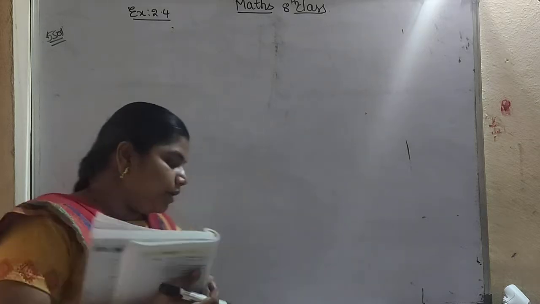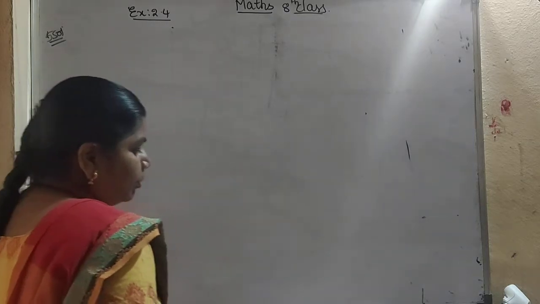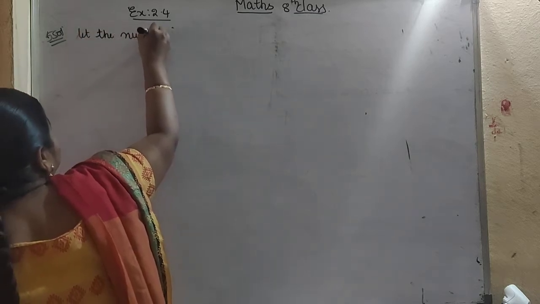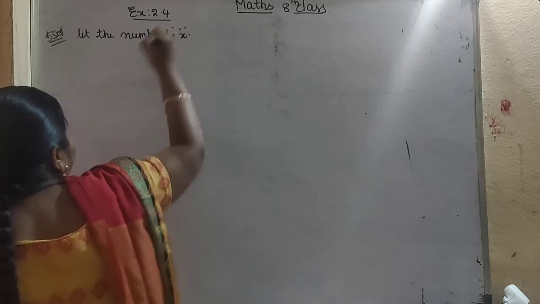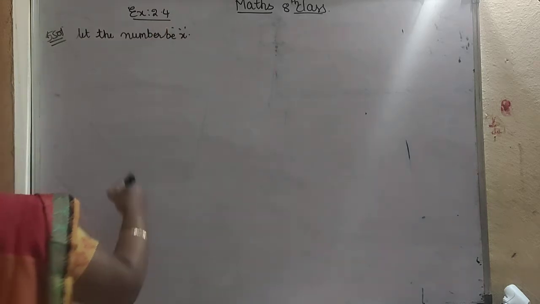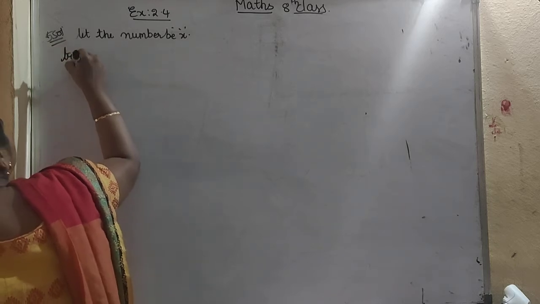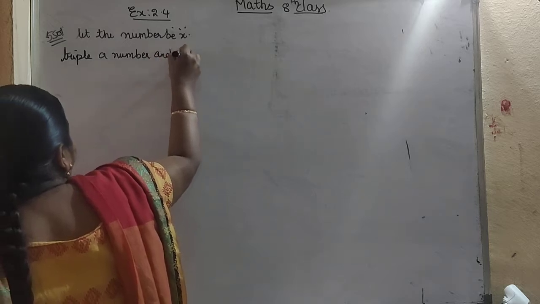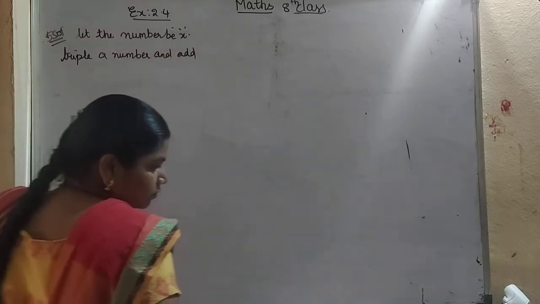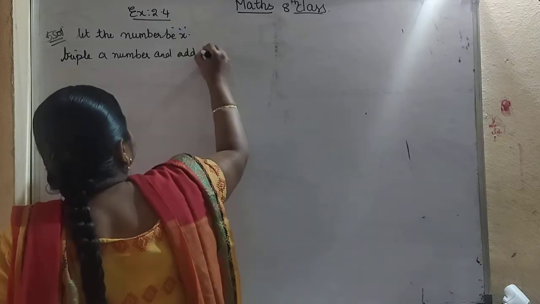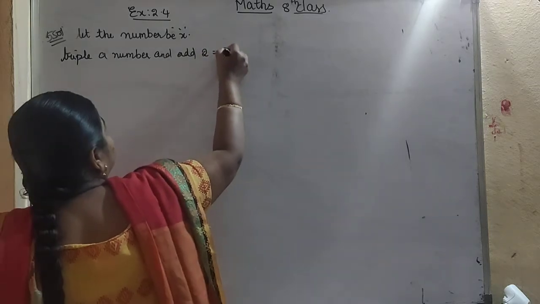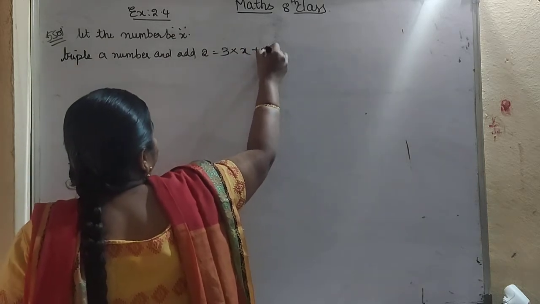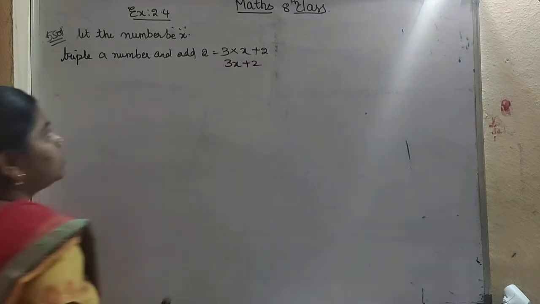We have to find a number here. So what is the question now? I triple a number. Let the number be x. I triple a number and add 2. Triple is 3 times the number x, and add means addition of 2. So what is the expression? 3x plus 2 is our first expression.